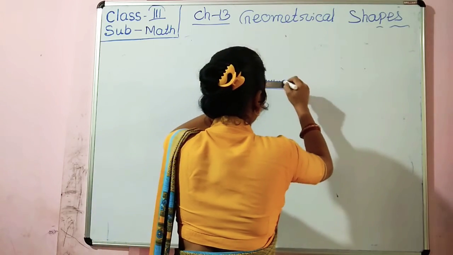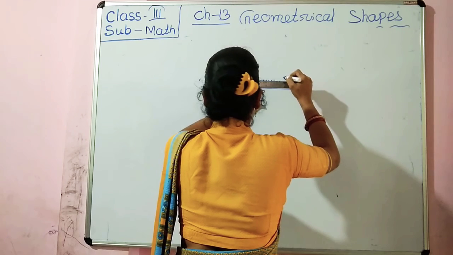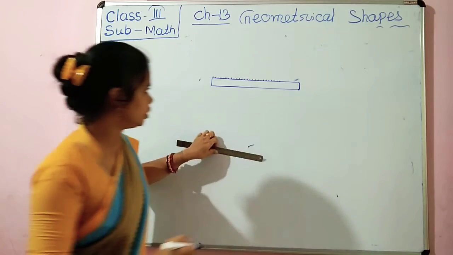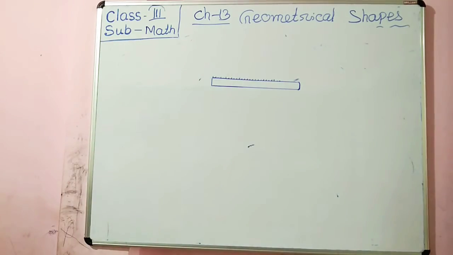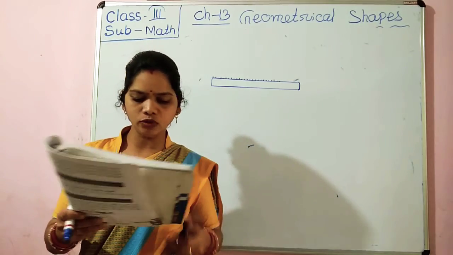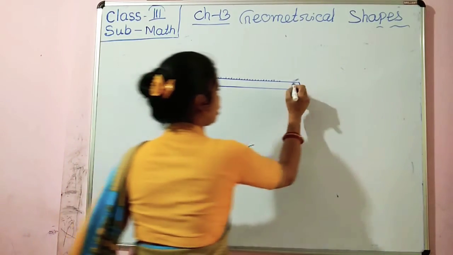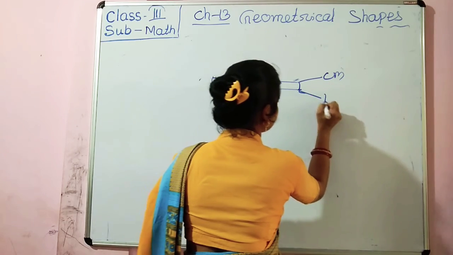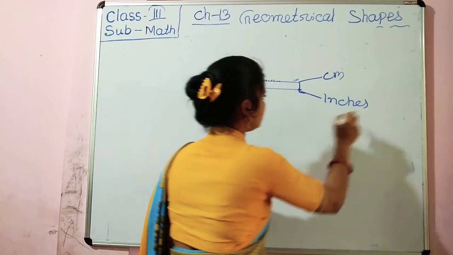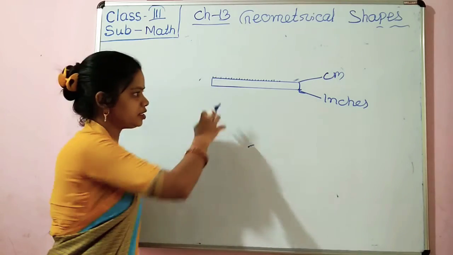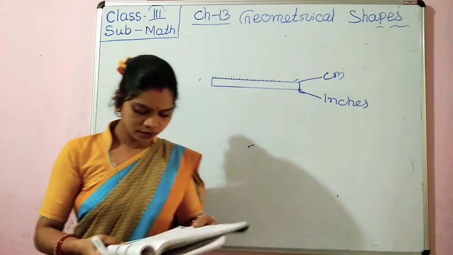This is the picture of a ruler. Okay, look, on the edge there is the marking known as centimeter, cm, and this other side is known as inches. This side indicates the cm and this side inches.